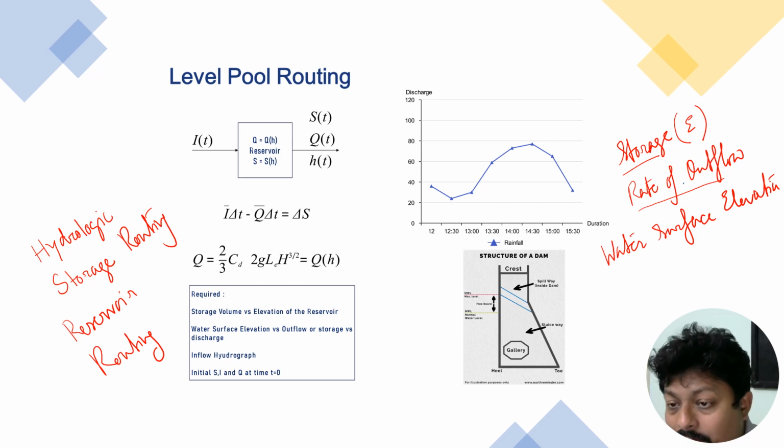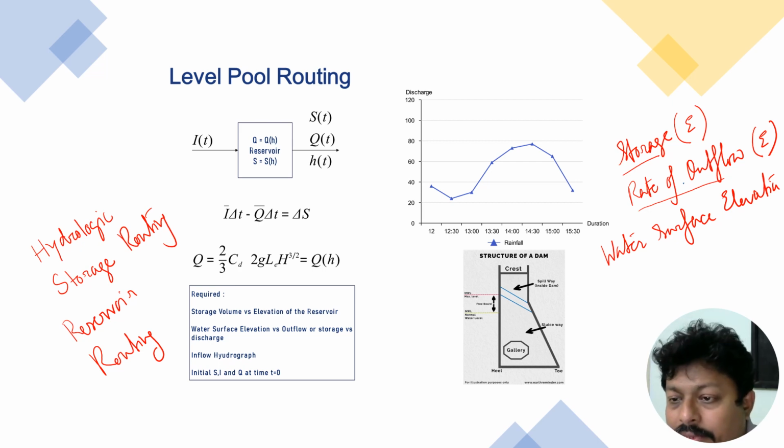Because due to the flood water, the water surface or water level is increasing, so storage is also increasing. And if we open the sluice gates, then the rate of outflow will also increase, because of the potential energy it has due to the increase in water level. So both the storage and rate of outflow are a function of water surface elevation.